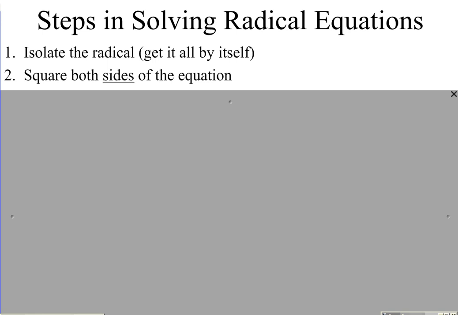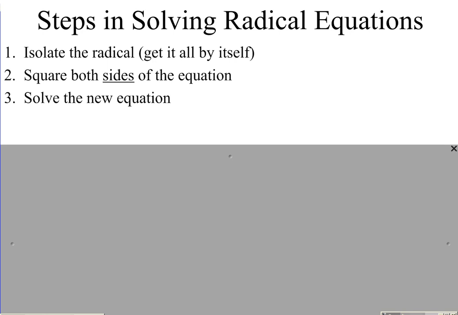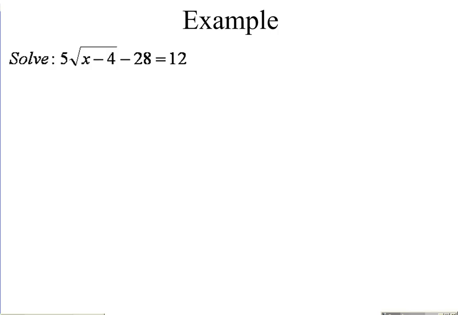Addition and subtraction are opposites or inverses. Multiplication and division are opposites or inverses, just as radicals and exponents are inverses or opposites. Once you square both sides, that's going to get rid of the square root, and then we simply solve the new equation that we are left with.